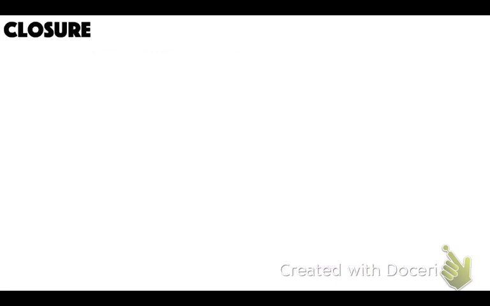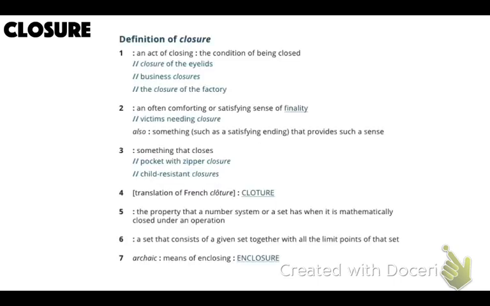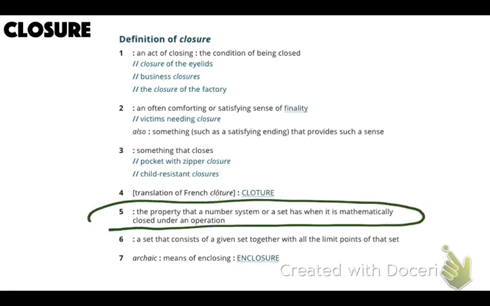Okay. So, last thing we're going to talk about right now is closure. Let's just think about what closure means. When you hear the word closure, you might think of a friendship ending or a relationship ending, and you had to get closure from that relationship. An act of closing, the condition of being closed. An often comforting or satisfying sense of finality. So what I was just talking about. Something that closes. French closure. I don't know. The property that a number system or set has when it's mathematically closed under an operation. So this is the definition that we are looking for.